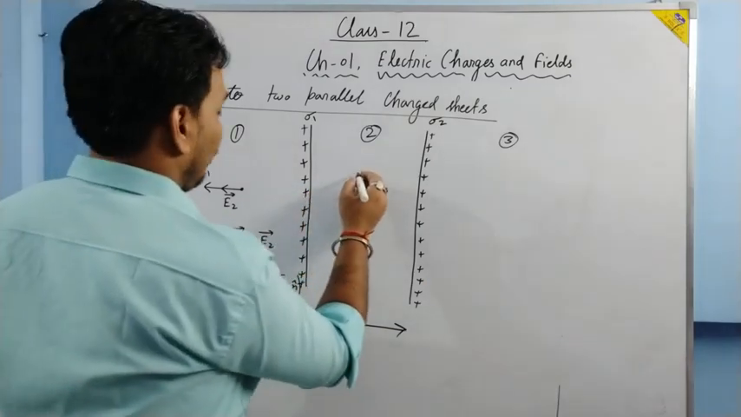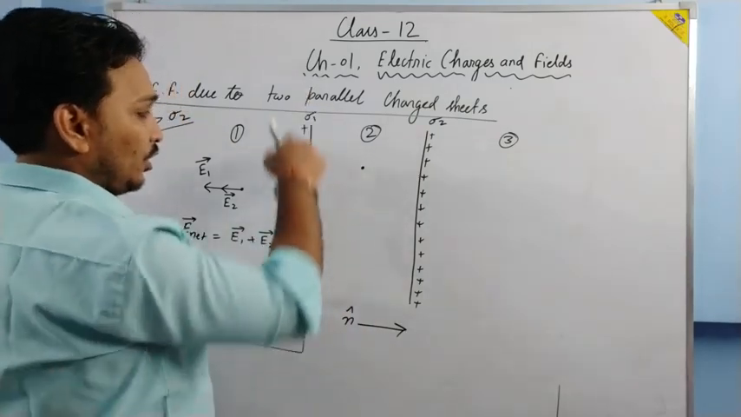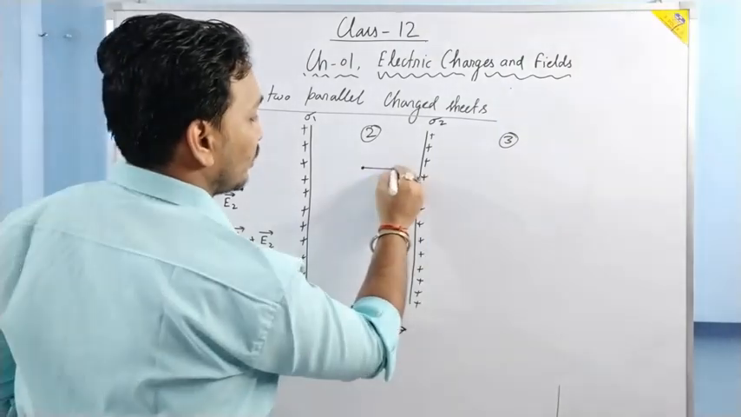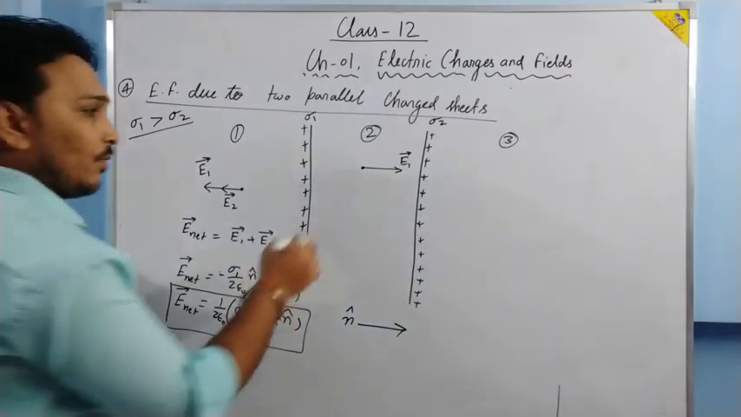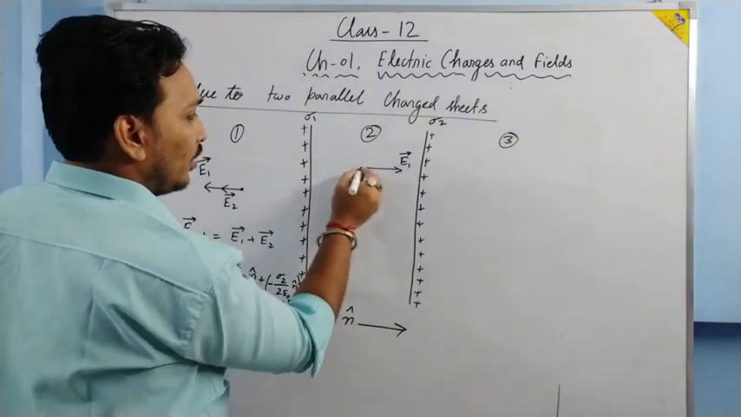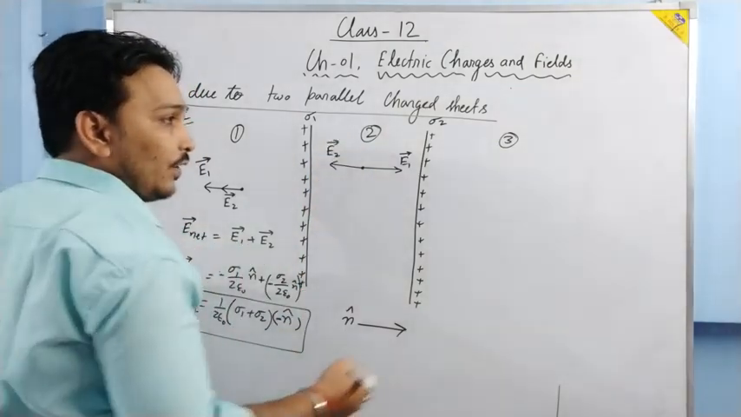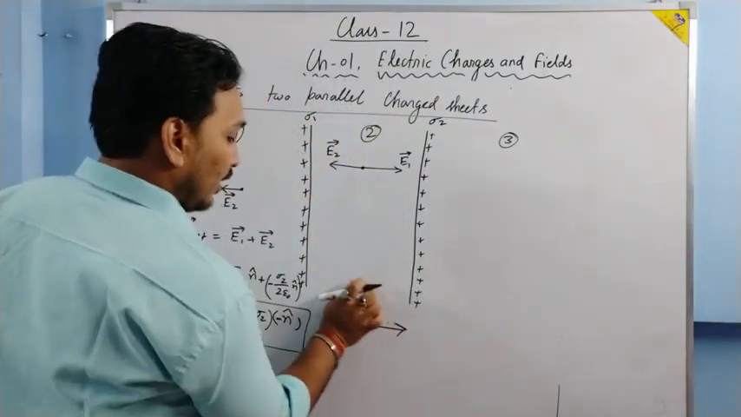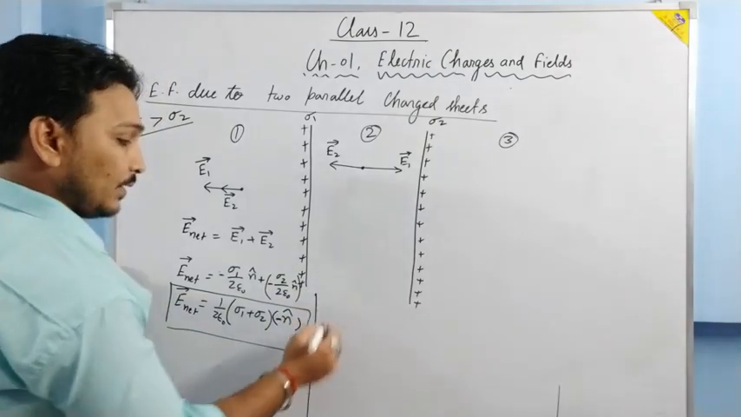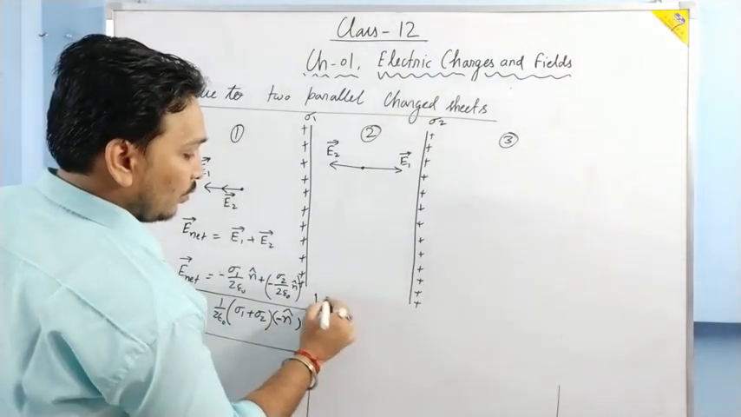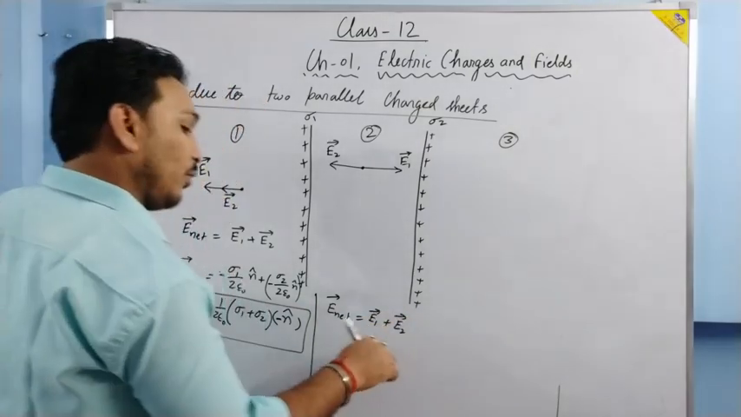In the second region, let us see at this point. Here the electric field due to this sheet will be away from the sheet, since it is positively charged. Electric field will be in this direction. And here, because of this plate, the electric field will be in this direction. Let this be E2. So what will be the net electric field? E net will be given as E1 vector plus E2 vector. Since it is a vector, we will put the plus sign only.